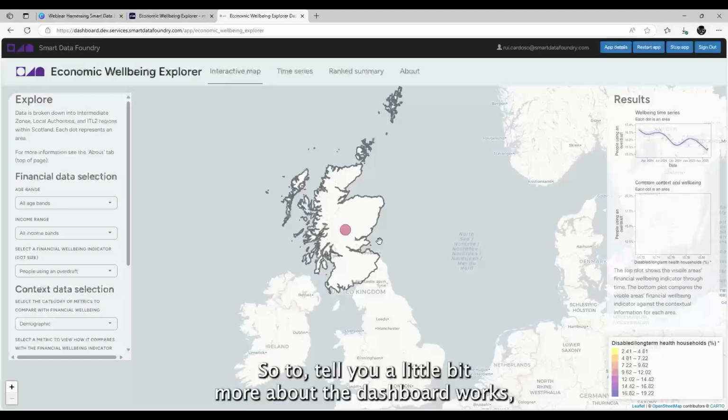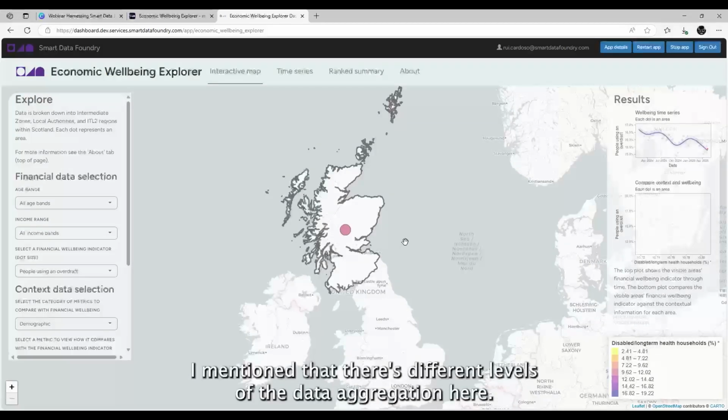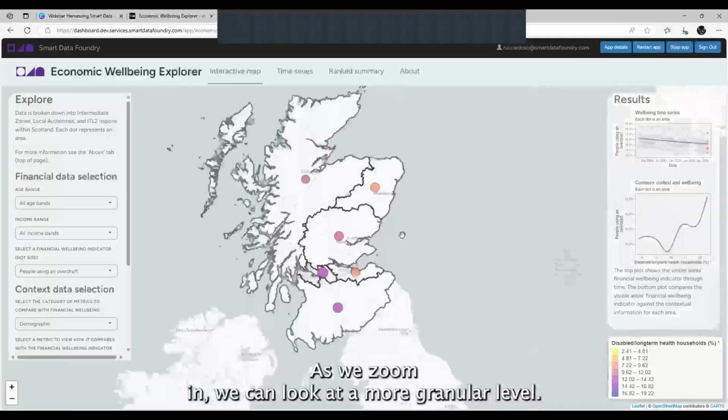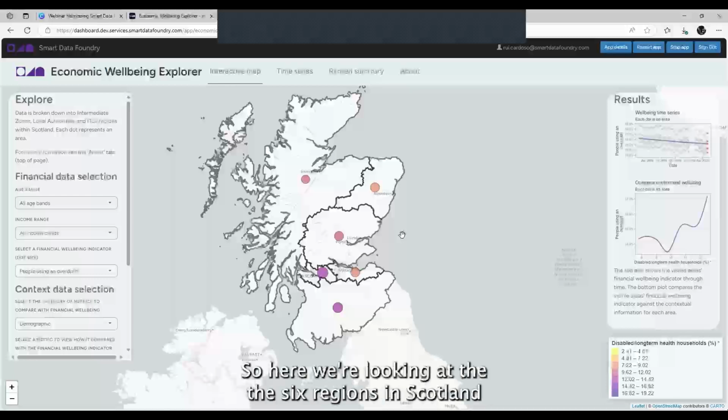So to show you a little bit more of how the dashboard works, I mentioned that there are different levels of data aggregation. Here we're looking at national level. As we zoom in, we can look at a more granular level. So here we're looking at the 6 regions in Scotland.